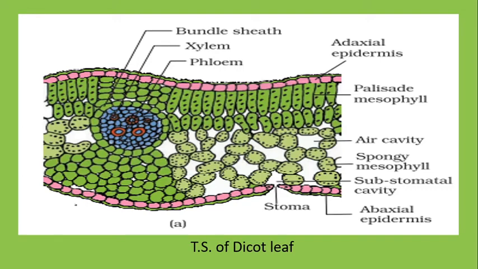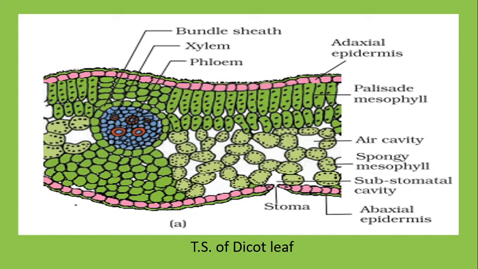Hello, good afternoon students. Today we are going to discuss the internal structure of the dicot leaf and the monocot leaf. So first of all, we are going to discuss the dicot leaf. Dicot plants have a dorsiventral or bifacial leaf. Dorsiventral means it is different towards the upper epidermis and towards the lower epidermis anatomically.